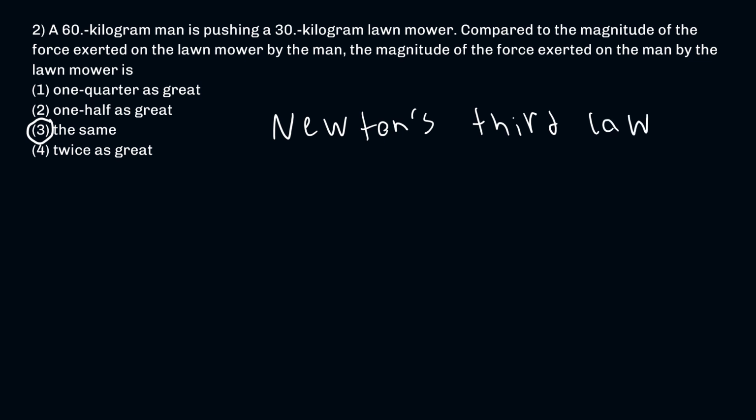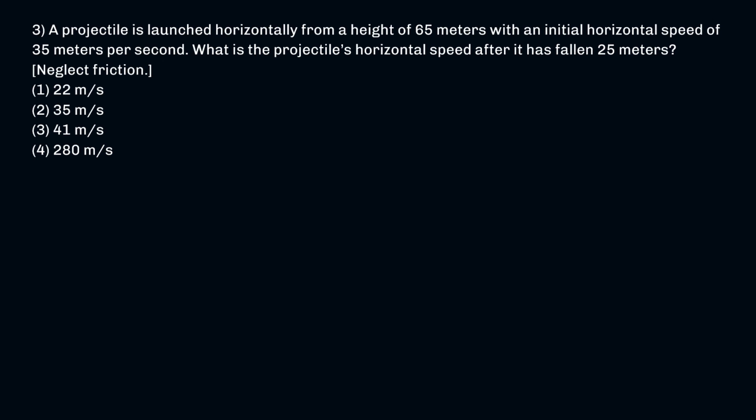All right, so let's move on to our next example. Number 3. We have a projectile launched horizontally from a height of 65 meters with an initial horizontal speed of 35 meters per second. What's the projectile's horizontal speed after it's fallen 25 meters? Neglect friction.